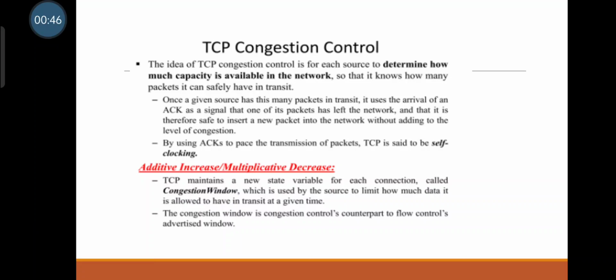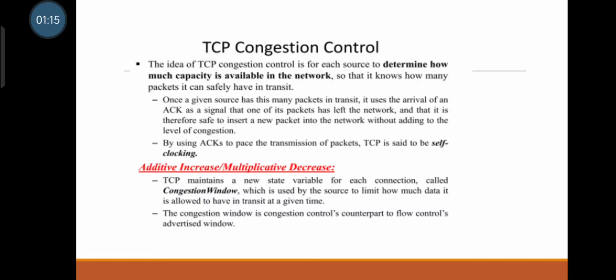So we have to control the congestion. We can't avoid the congestion. Instead, once it has happened, we can control the data rate. That is the concept. The idea of TCP congestion control is for each source to determine how much capacity is available in the network, so that it knows how many data packets it can safely transmit.